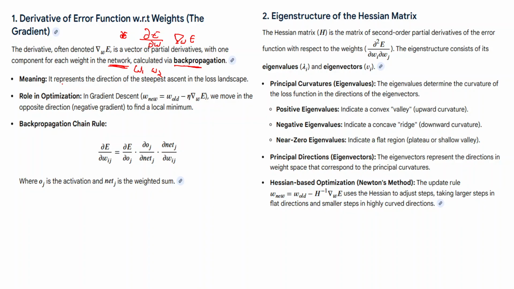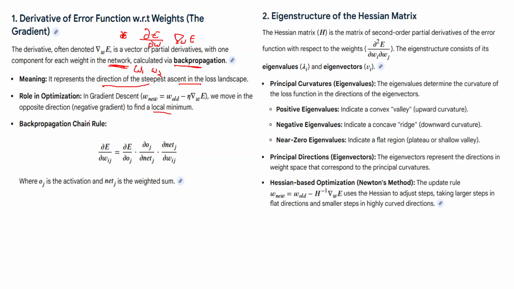The derivative of the error function with respect to the weights represents the direction of the steepest ascent in the loss landscape. Its role in optimization, in backpropagation or gradient descent, is that the new weight is the old weight minus the learning rate multiplied by the gradient we got. That is, we have to move in the opposite direction, the negative gradient, to find the local minimum.